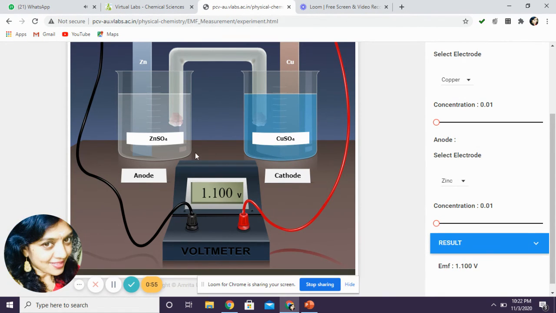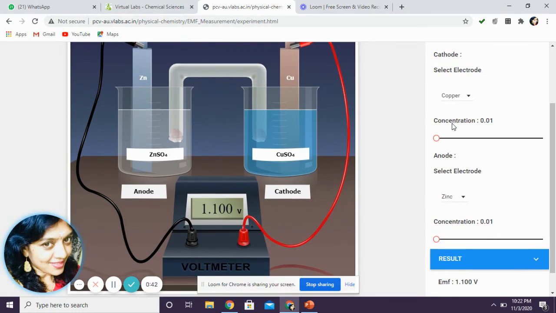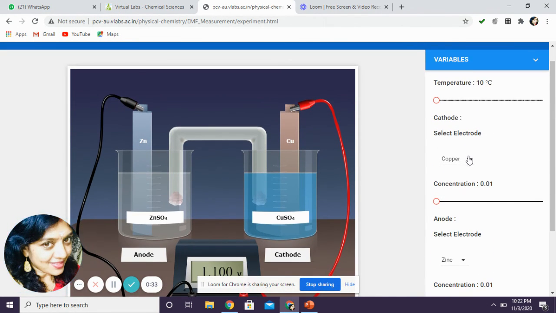So this is copper sulfate and this is zinc sulfate, and you can change the concentration also. So all these things you can change. Temperature you can change, cathode you can change, anode you can change, concentration you can change, and the result you can see here. So I will show you an example.